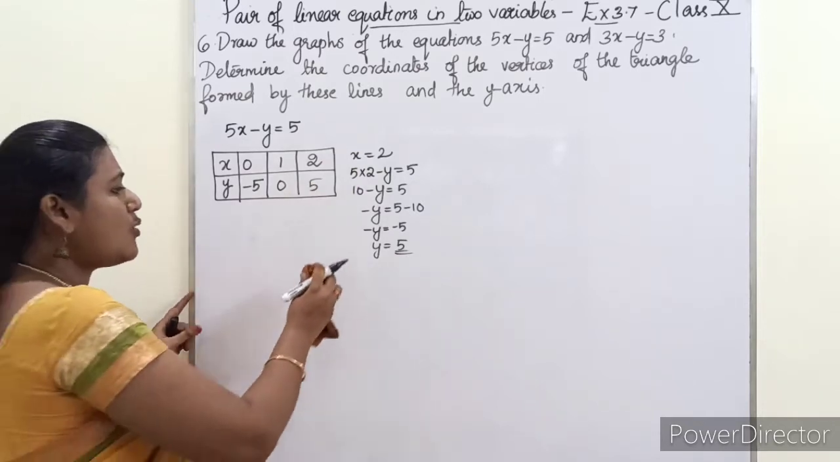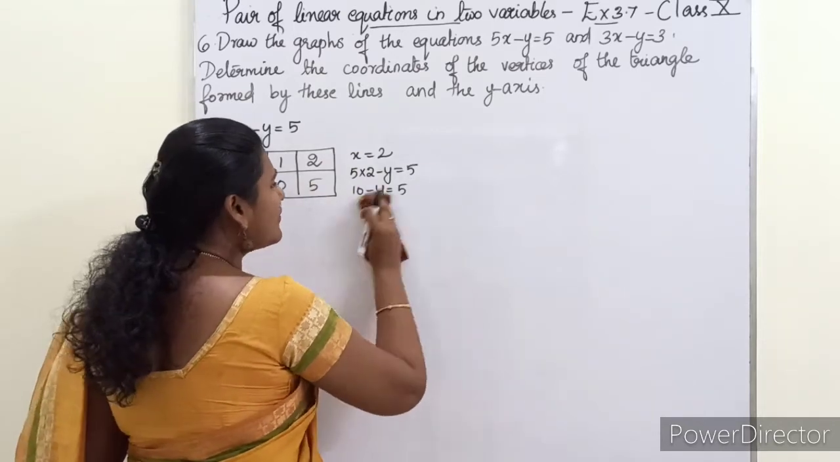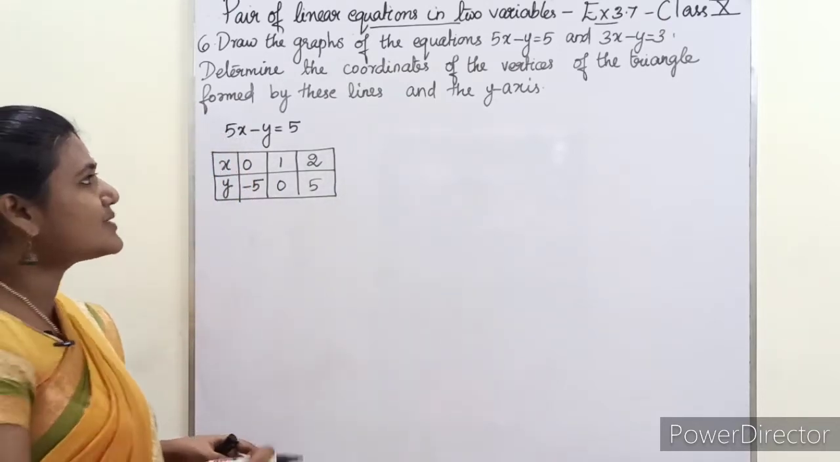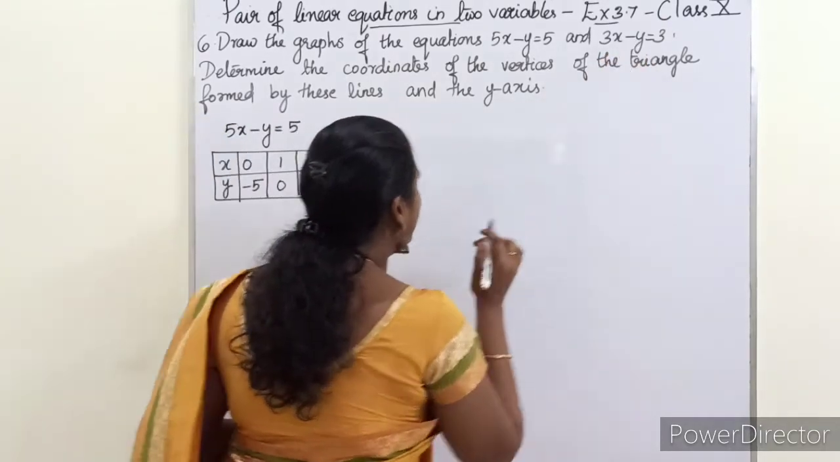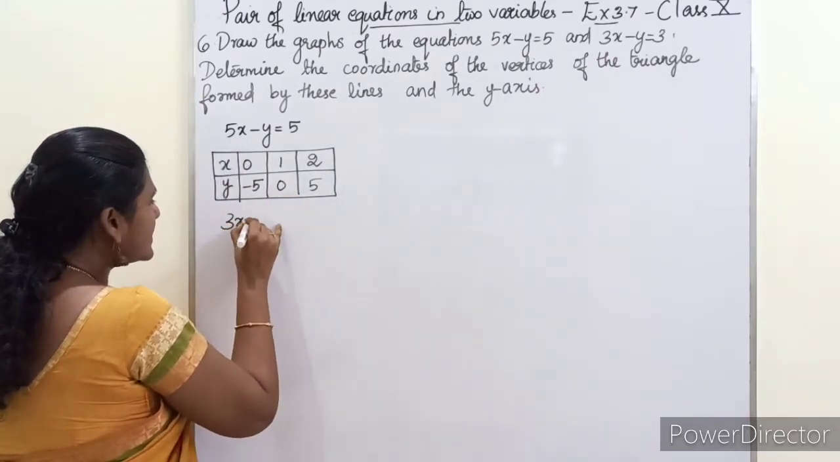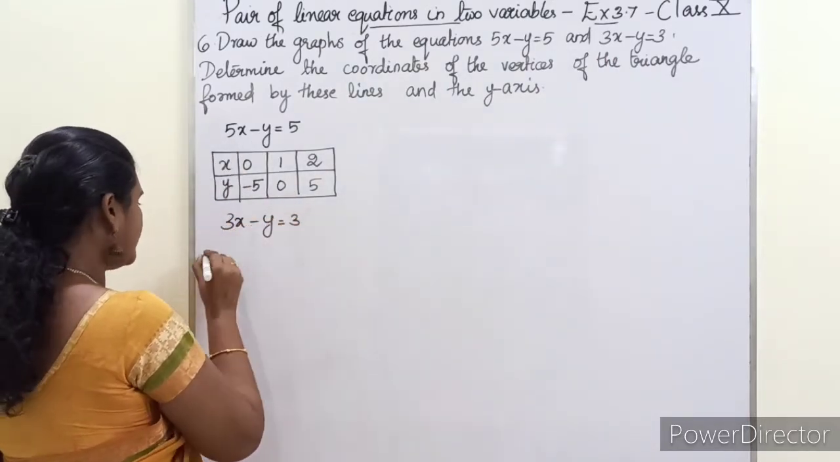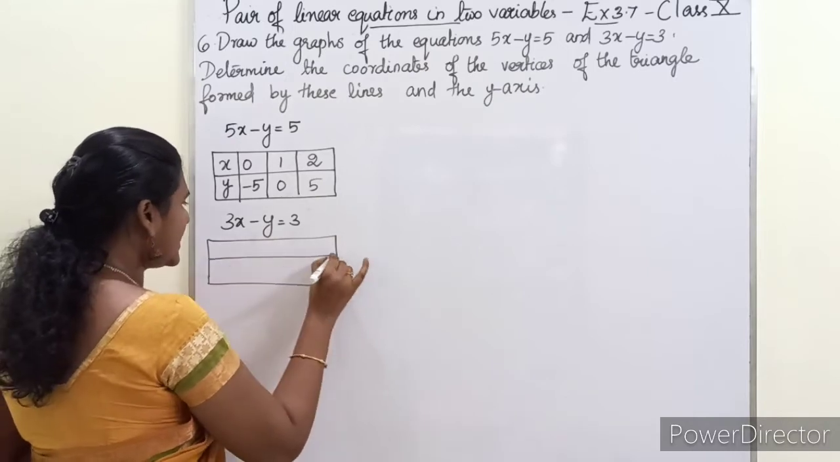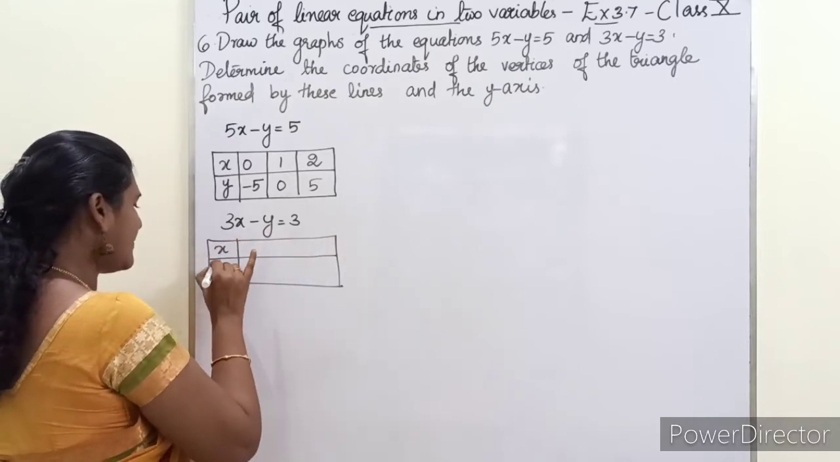So we got now 3 solutions of the first equation. Similarly, we will find out the solutions of the second equation, that is 3x minus y is equal to 3. We are going to find 3 solutions of this equation also.